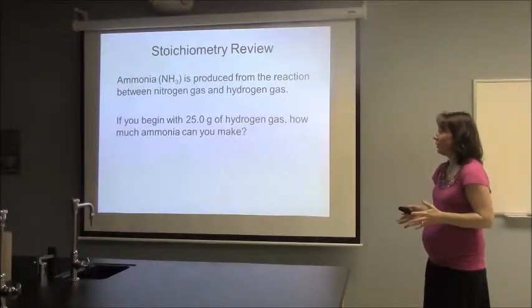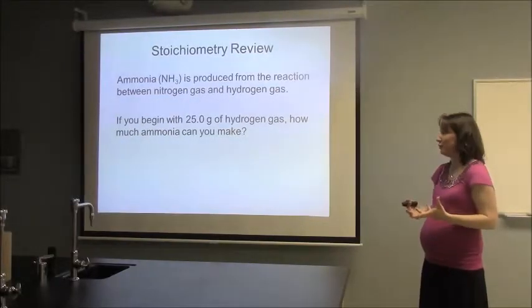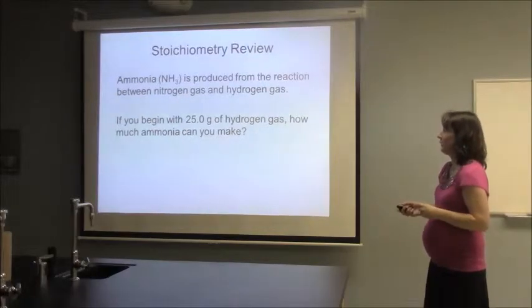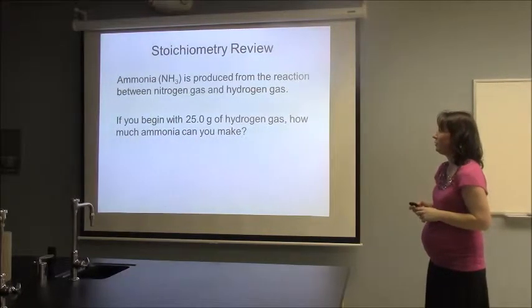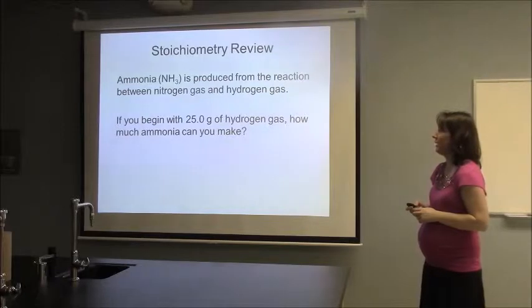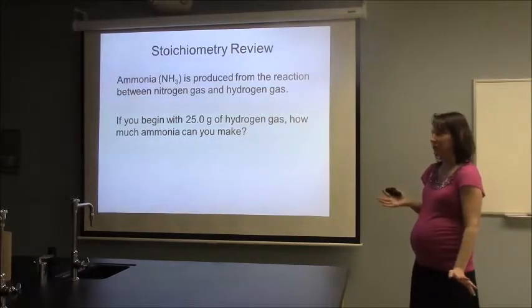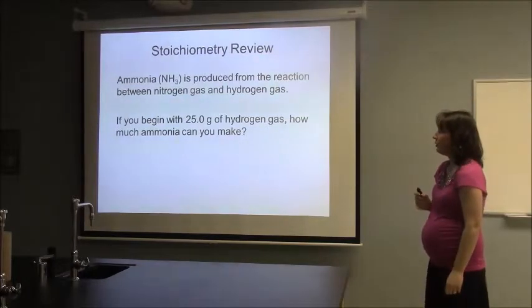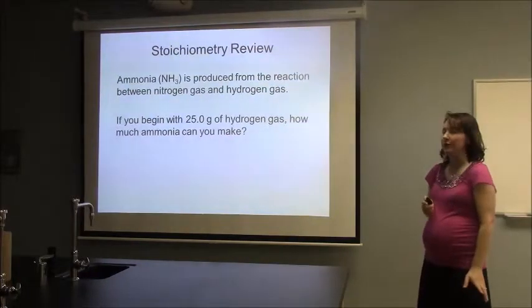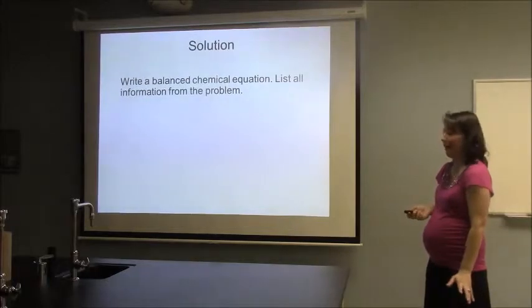Alright, so we're going to review a really important topic for chemistry, stoichiometry. So let's begin. Ammonia, NH3, is produced from the reaction between nitrogen gas and hydrogen gas. If we begin with 25 grams of hydrogen gas, we're assuming an unlimited supply of our other reactant, how much ammonia can we make?